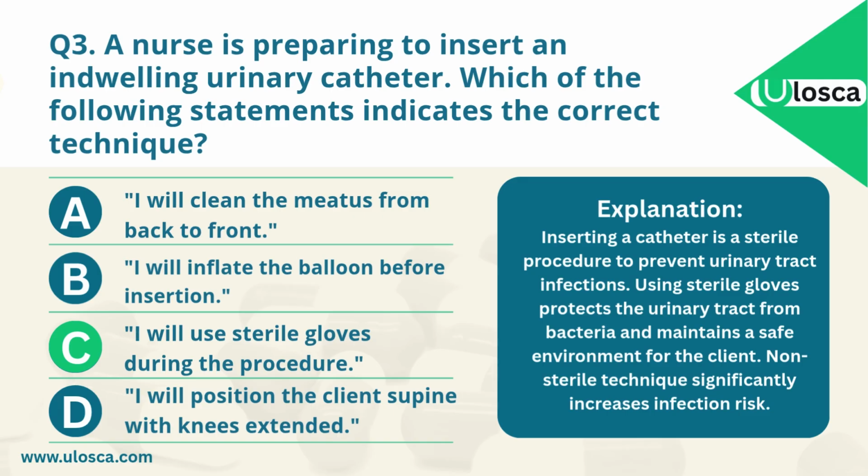Explanation. Inserting a catheter is a sterile procedure to prevent urinary tract infections. Using sterile gloves protects the urinary tract from bacteria and maintains a safe environment for the client. Non-sterile technique significantly increases infection risk.